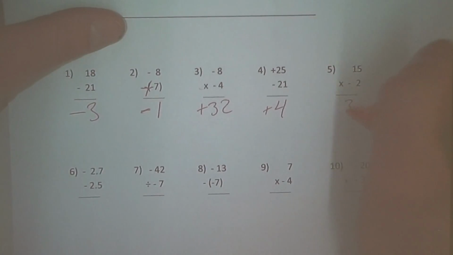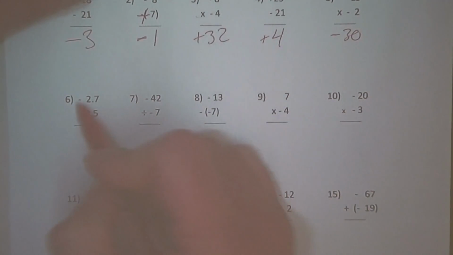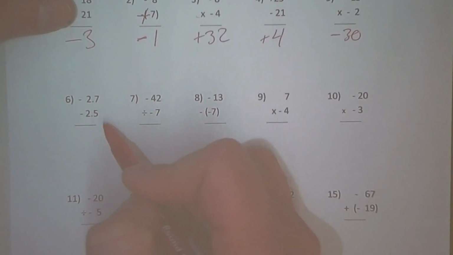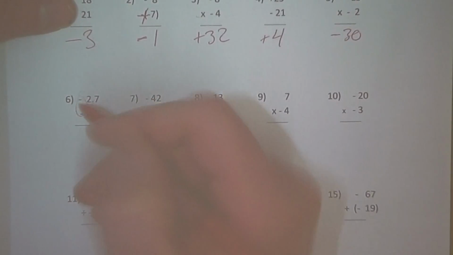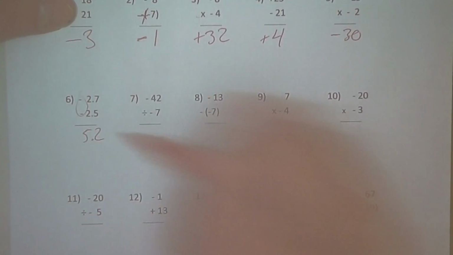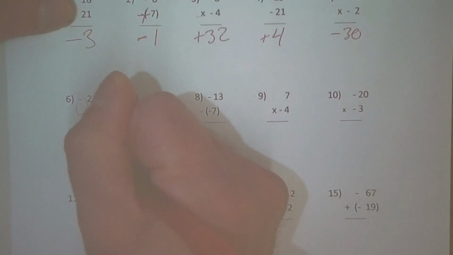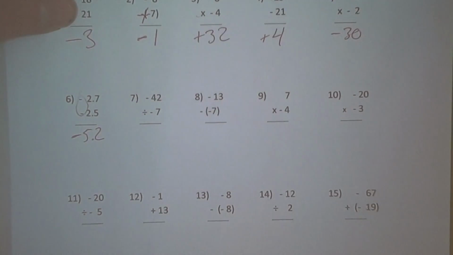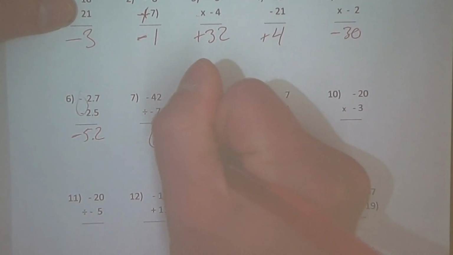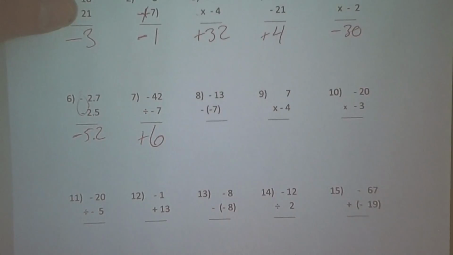15 times 2 is 30. Positive times a negative is a negative. Negative 2.7 minus 2.5, same sign. I add to get 5.2. Yeah, that's a tough one. Do 27 and 25, and the answer is negative. 42 divided by 7 is 6. Negative divided by a negative is a positive.